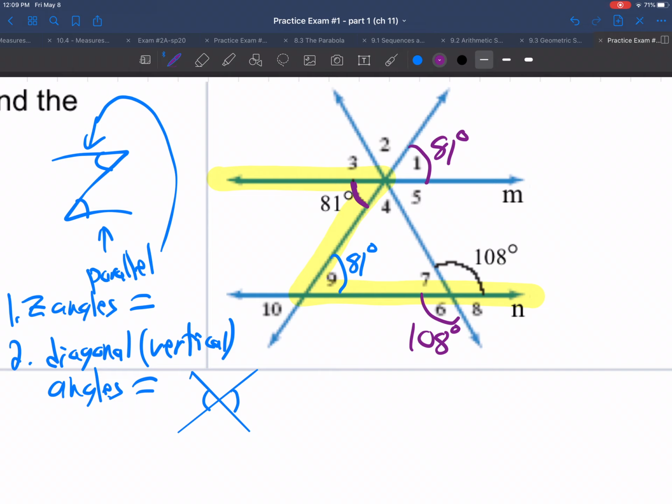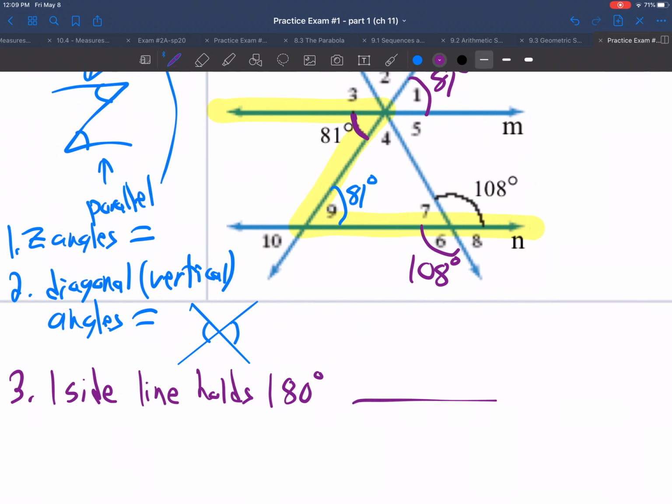Now, there is a third fact we can use. One side of a line holds 180 degrees. Remember that? If you have an angle here and here, the total has to be 180 degrees because together it's making halfway around. You know what I mean there? So this little angle here and this little angle here have the total 180.